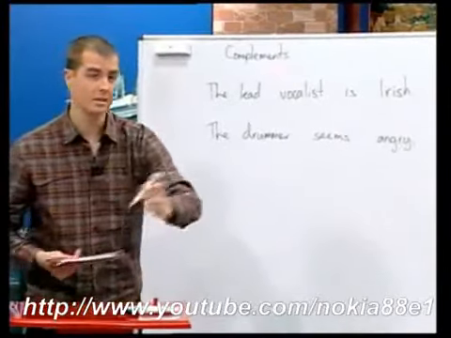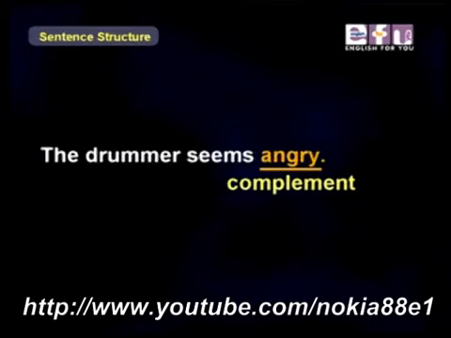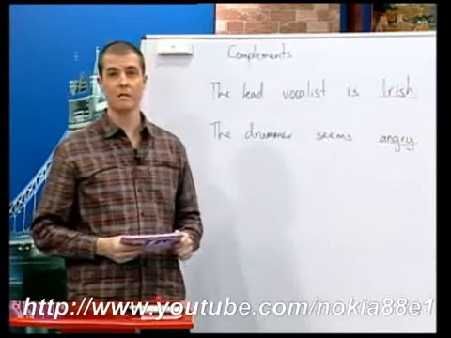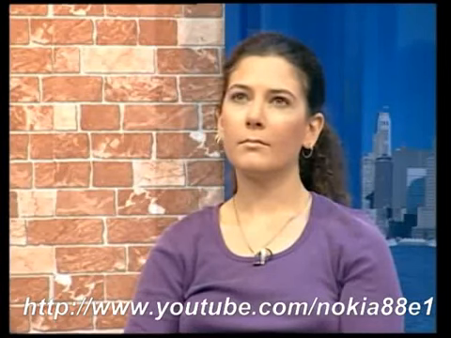In the first sentence, Irish is the complement. It tells us about the lead vocalist. And the second sentence, angry, is the complement. It tells us, or it describes, the drummer. You can see that in these sentences a complement can be an adjective. It can also be a noun. Well, let's practice these now.